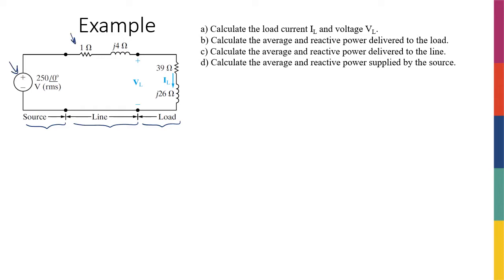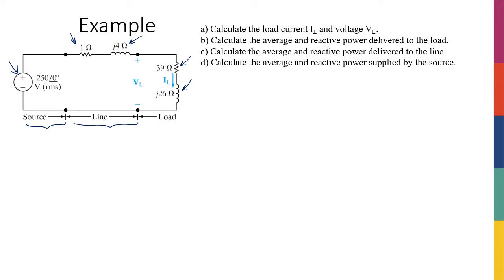You have a 1 ohm resistor and a j4 ohm inductor. Remember from chapter 9, an inductor in a sinusoidal steady state becomes like an imaginary resistor, right? And then you also have another resistor here and another inductor here. So at the end of the day, you have a bunch of real and imaginary ohms to deal with, right?